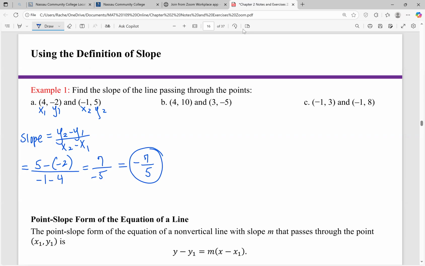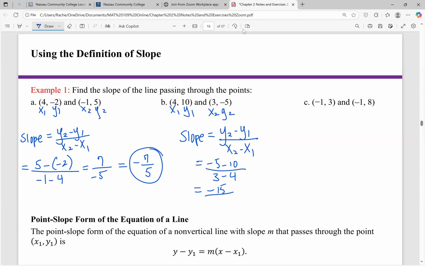Let's look at B. I have the point 4, 10, we'll call that x1, y1, and the point 3, -5, so it'll be x2, y2, and we want to calculate the same thing. So the slope is equal to y2 minus y1 divided by x2 minus x1. So we're going to have -5 minus 10 divided by 3 minus 4. That's going to be -15 divided by 3 minus 4, which is -1. A negative divided by a negative is positive. So my slope is going to be +15.